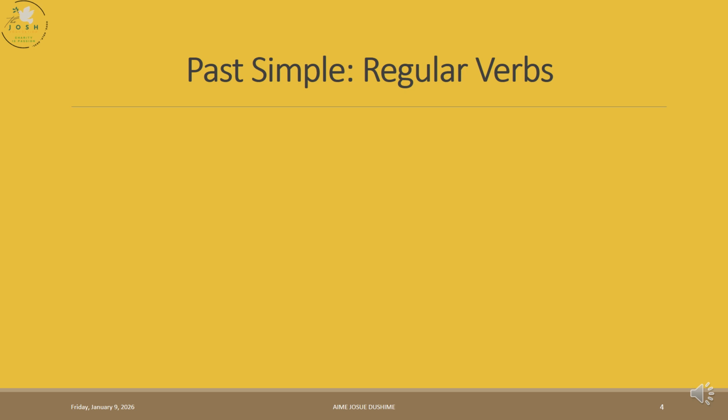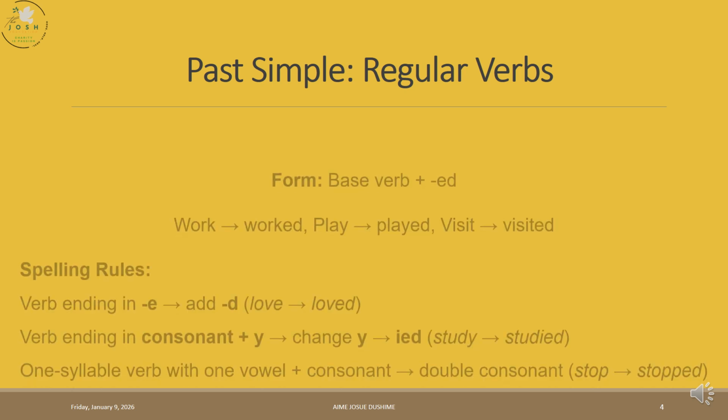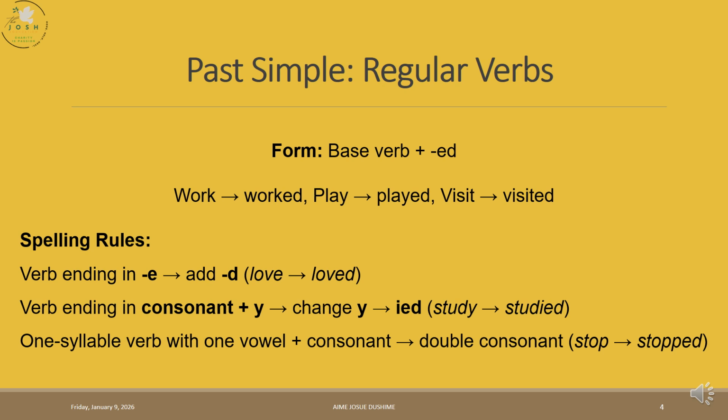Remember, we have what we call regular verbs and irregular verbs. Now we're going to see the past simple with regular verbs. Simply, when we say regular, they have a structured form which is the ed form. And it is the easiest form ever. You just add ed. Work, worked.